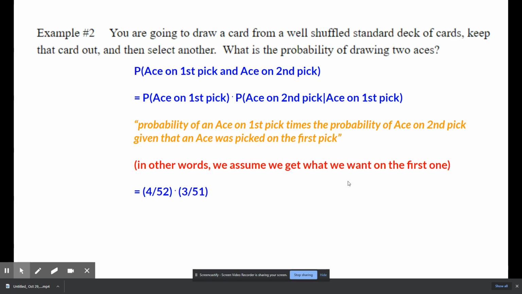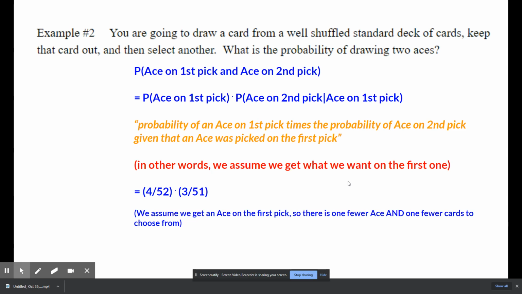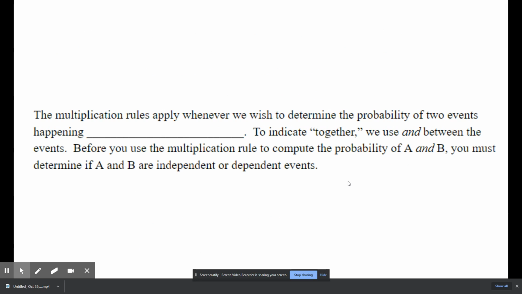So it's 4 out of 52, 4 aces out of 52 cards, times 3 remaining aces out of 51 remaining cards. We assume we get an ace on the first pick, so there's one fewer ace and one fewer card to choose from. So that's 12 out of 2,652, or about a 0.0045 chance. It's so low because, again, it's out of all 52. You're not dealing it out to people, which changes the odds.